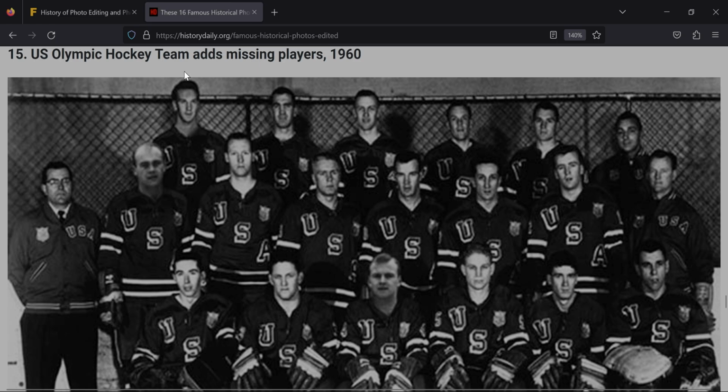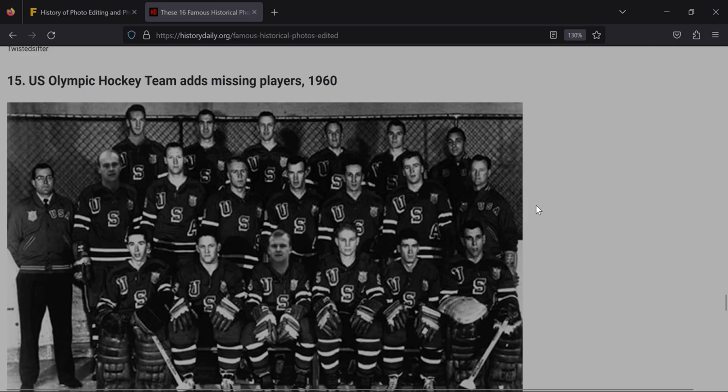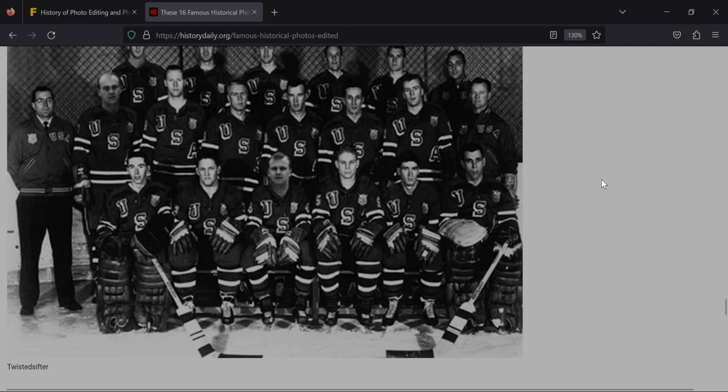And the US Olympic hockey team adds missing players in 1960. So we don't actually have a copy of what the image looked like before, but you can see what looks like this man's head, looking like it might have been edited in. This guy as well, looking like he might have been edited in. But yeah, so whilst not the most impressive piece of editing we've seen today, it was still being done.